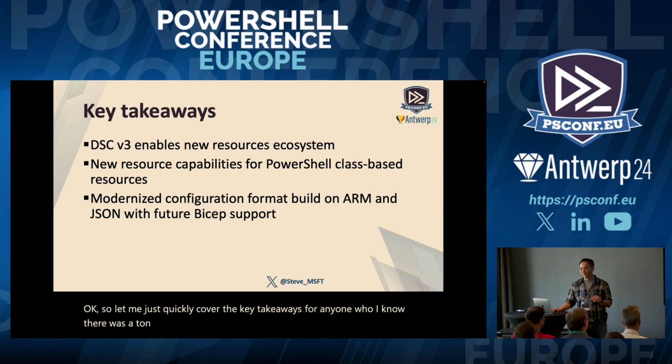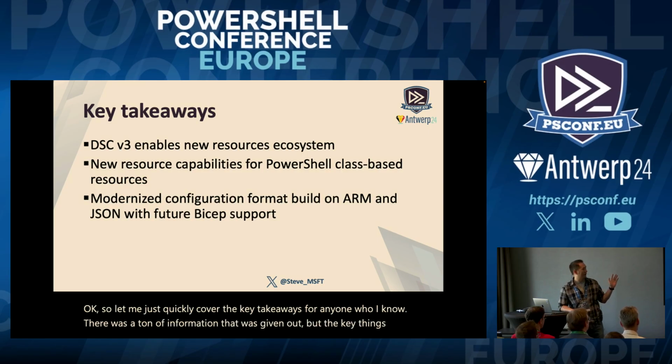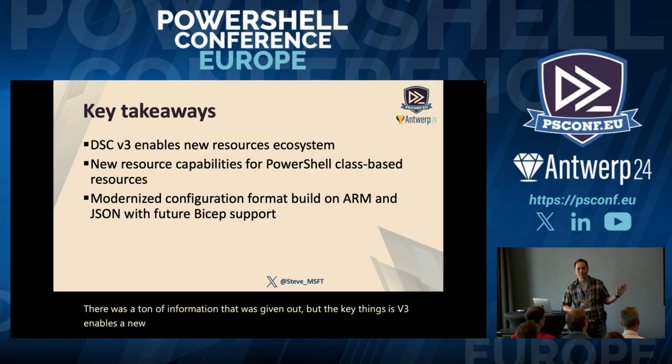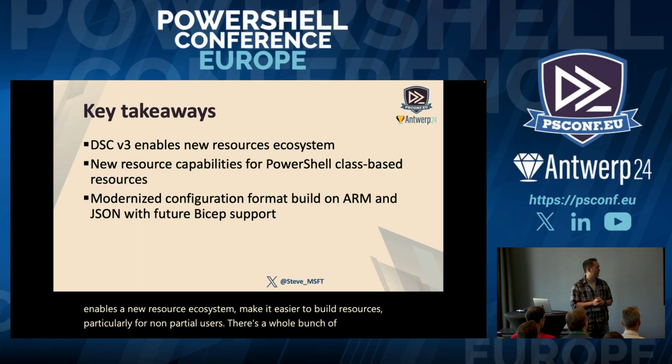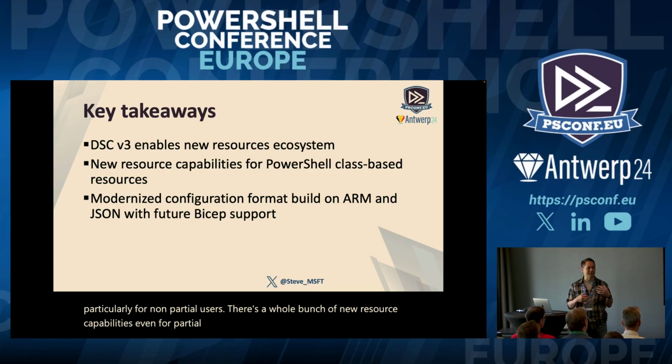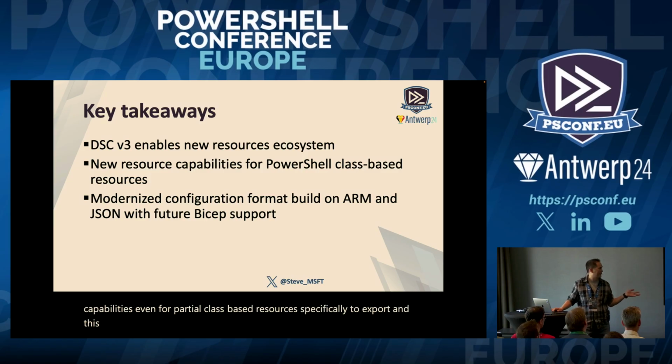I know there was a ton of information that was given out, but the key thing is V3 enables a new resource ecosystem, making it easier to build resources, particularly for non-PowerShell users. There's a whole bunch of new resource capabilities, even for PowerShell class-based resources, specifically export. And this is modernized on JSON with future Bicep support.